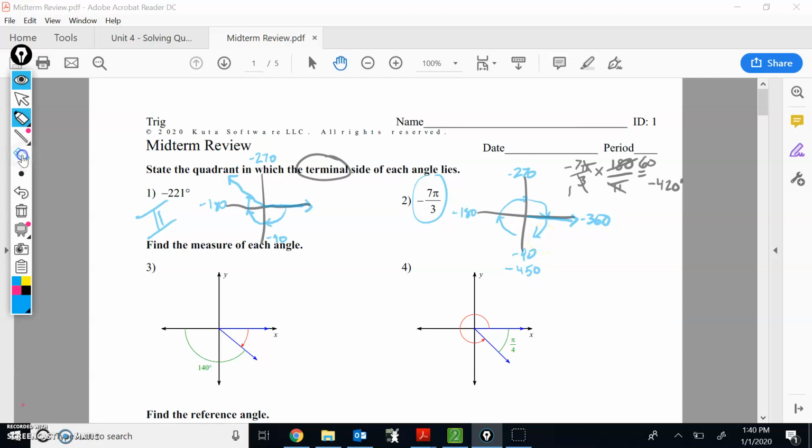So we have to go, let me show you how we're going again. We're going around and then back a little bit more. So we had to go 60 degrees more, which is like right here. There's our terminal side. There's our initial side, and it's in quadrant 4.